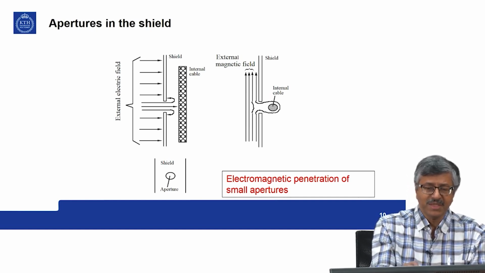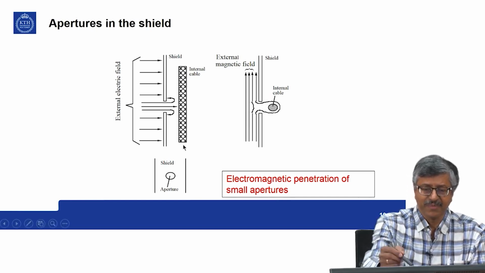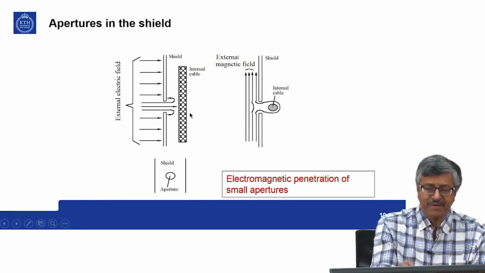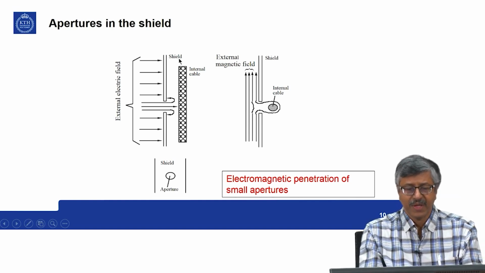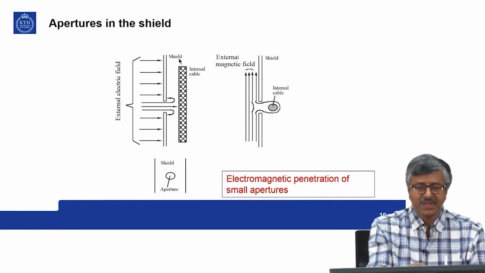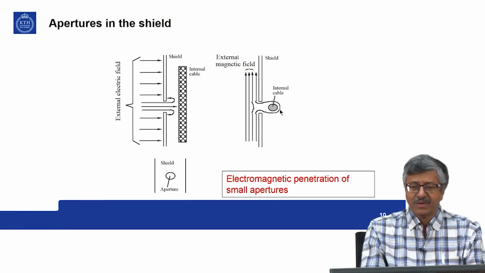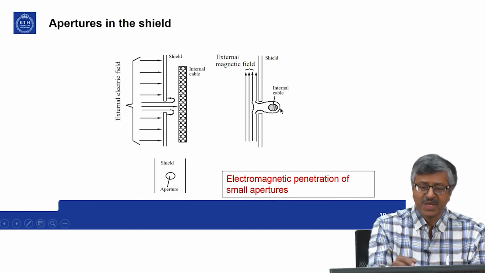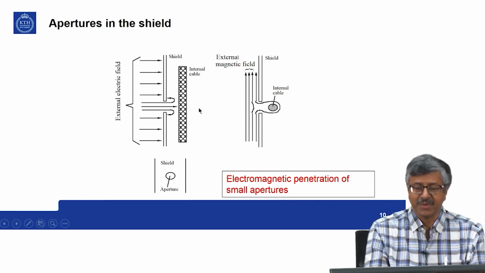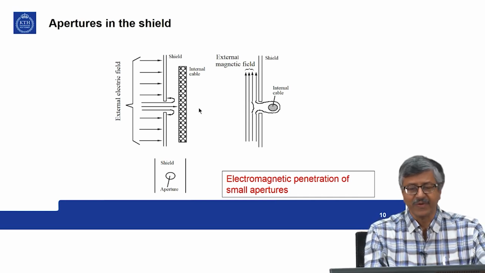So, the problem with apertures is that suppose you have a cable running along the aperture, then you will have field terminating on the cable and inducing some voltages and currents on it. So, this is electric field what is shown here, and this is the magnetic field coupling with the internal cable. So, the larger the aperture, the more this type of stray fields penetrating the aperture. Now, how do you handle those apertures? How can you reduce those fields penetrating?